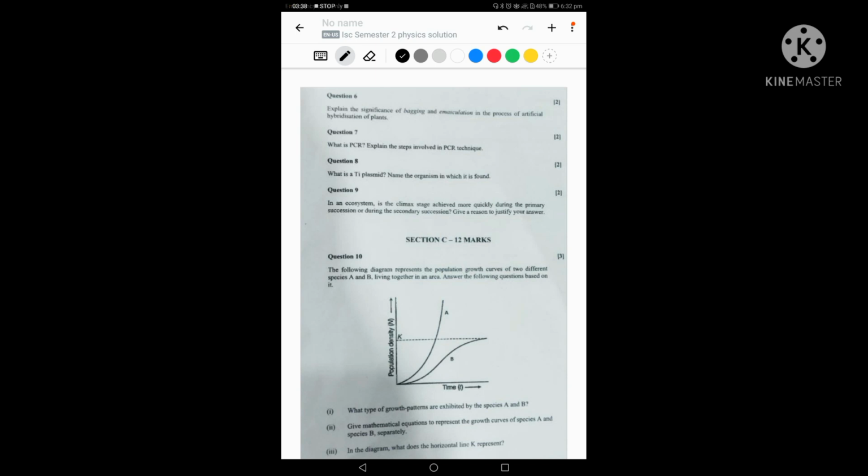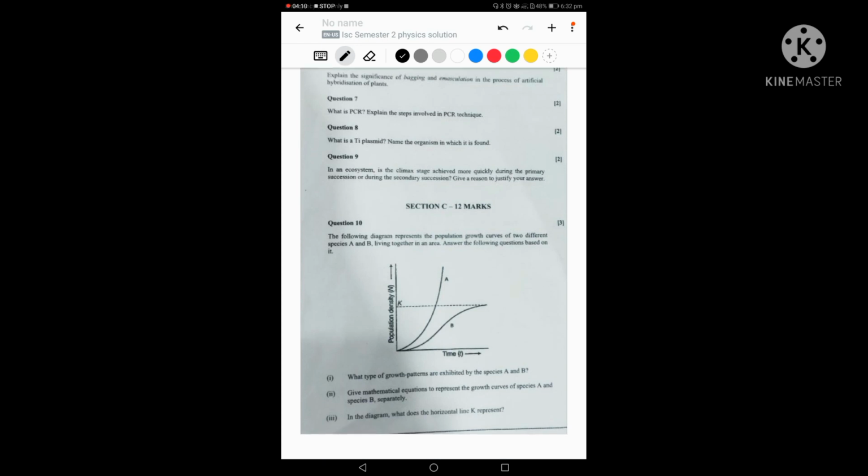Significance of bagging and emasculation in the process of artificial hybridization of plants. Emasculation is done to prevent self-pollination, and bagging is done to prevent the stigma from getting contaminated with an undesired pollen grain, because we want the stigma to get pollinated with the desired pollen grain. In this you can also define bagging and emasculation and explain in a lengthier way.